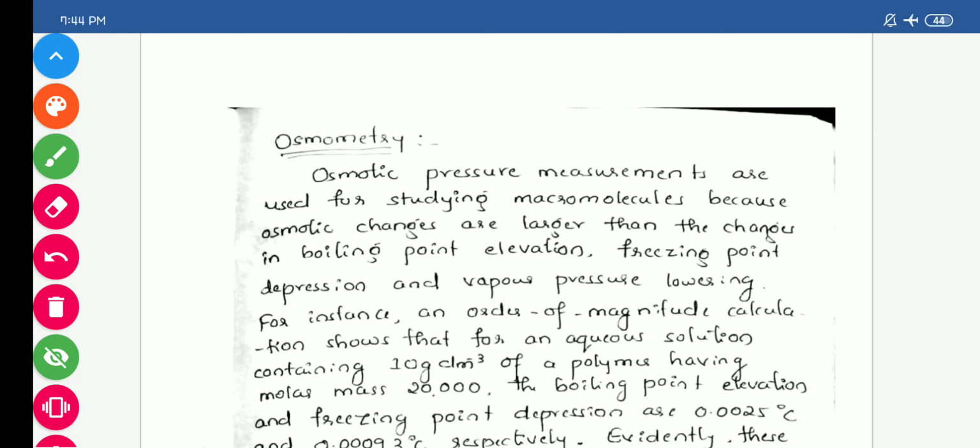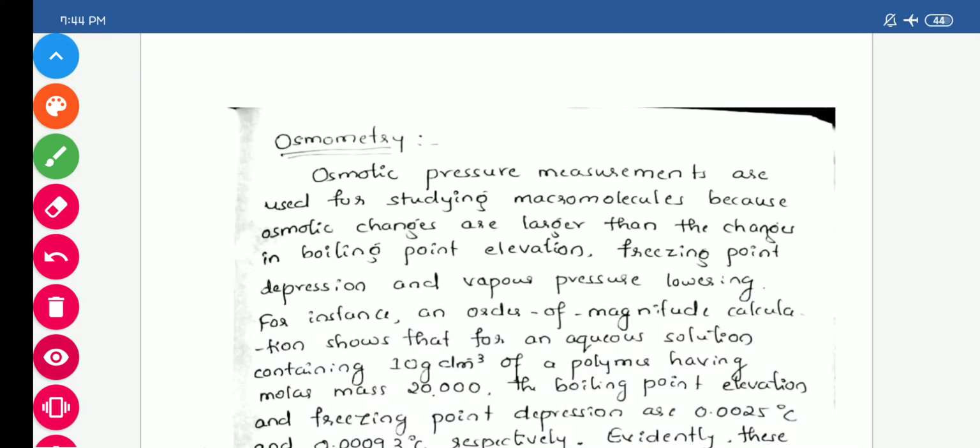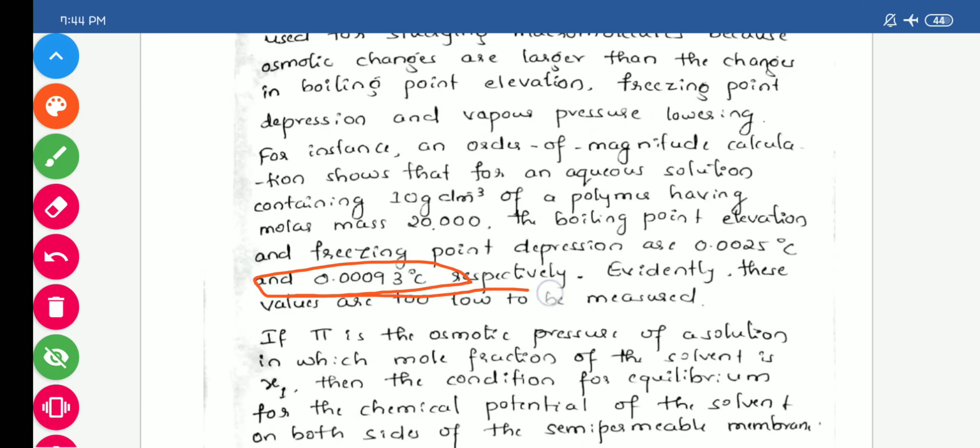See, for instance, an order of magnitude calculation shows that for an aqueous solution containing 10 gram per dm cubed of a polymer having a molar mass of 20,000, the boiling point elevation and freezing point depression are 0.0025 degrees Celsius and 0.00093 degrees Celsius respectively. So evidently, if we use freezing point depression or boiling point elevation, these values are too low to be measured.